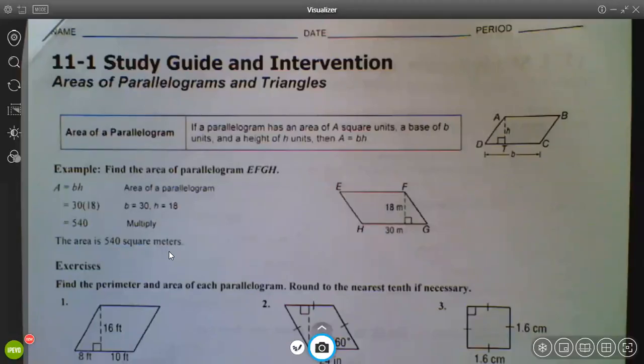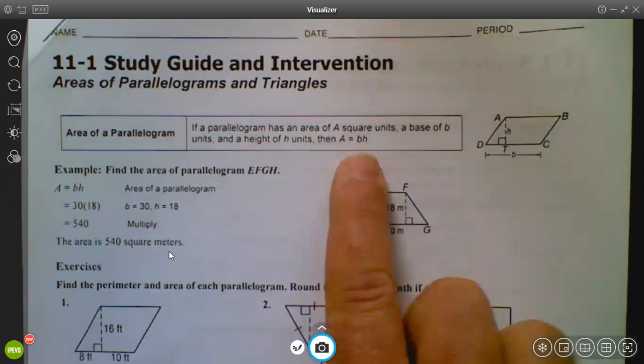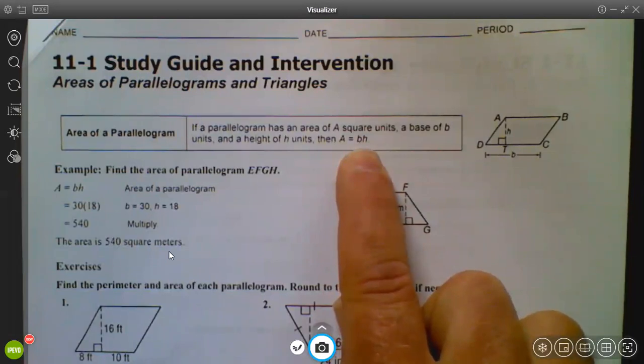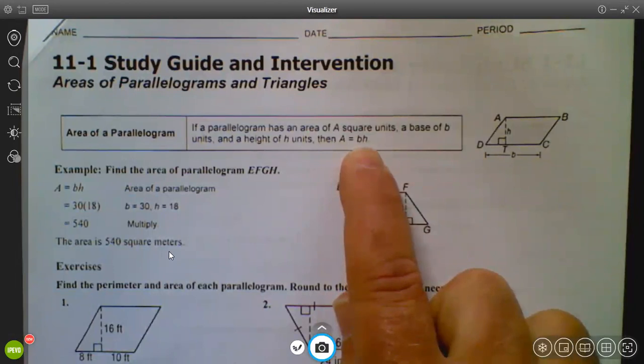All right, so we're looking at area of a parallelogram, which is just base times height. And again, this should sound familiar, guys. Base times height or length times width. Those are areas of all parallelograms, like a rectangle, a square, right? Those are all types of parallelograms, so it works for the same shapes.